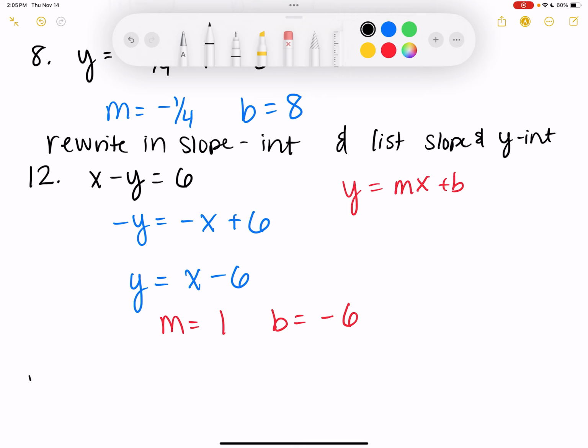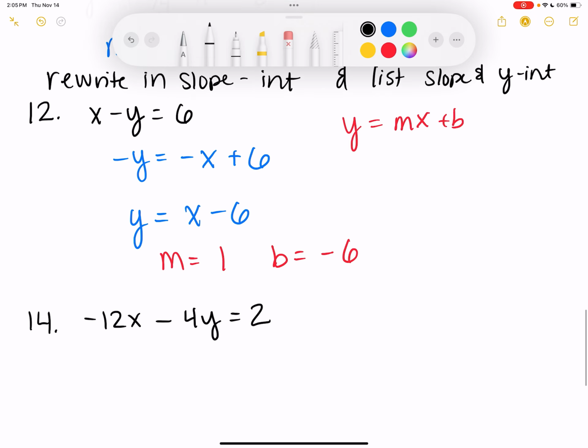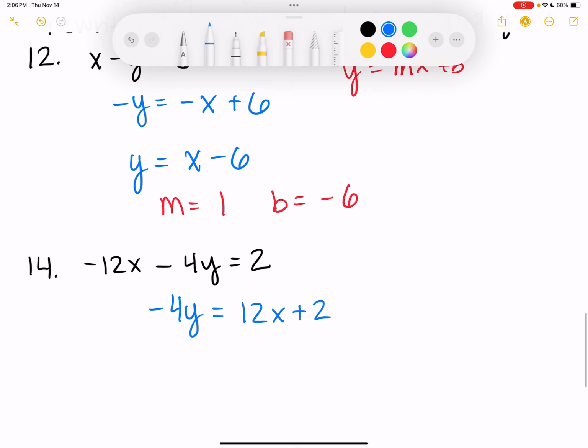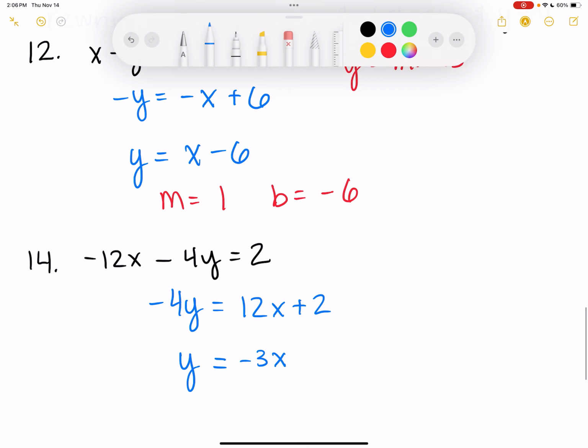Let's see. 14. -12x minus 4y equals 2. How do I rewrite this one? Yep, add 12x to both sides, so I have -4y equals 12x plus 2. Now what? Divide by -4, and what do I get on the right when I do that? Negative 3x minus half. Yep.